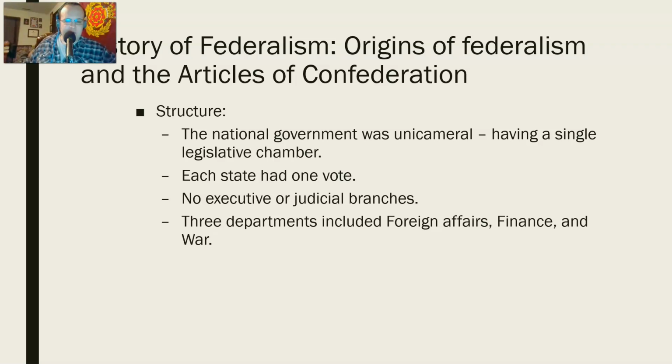And we had the Department of Foreign Affairs, the Department of Finance, the Department of War. These departments would later on become, Foreign Affairs would become State, Finance would become Treasury. The Department of War existed for many, many years, till about the 30s or 40s, and then became the Department of Defense.